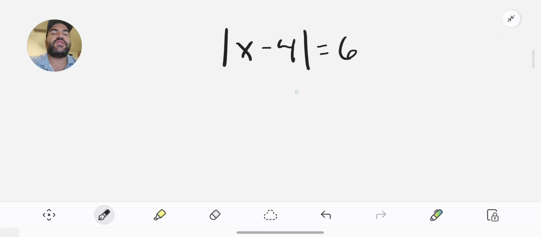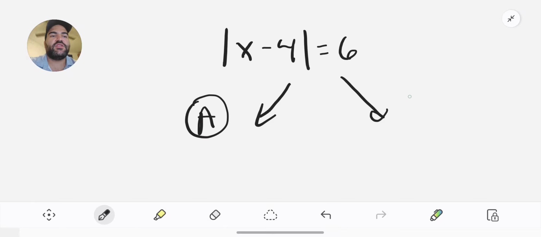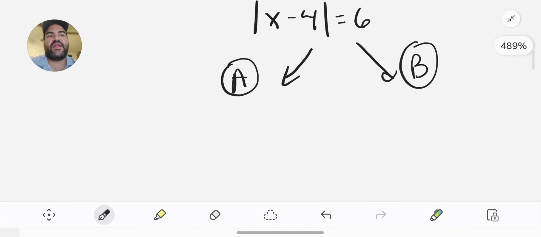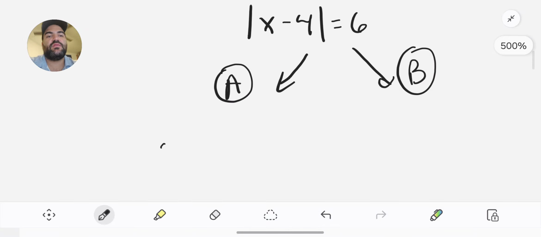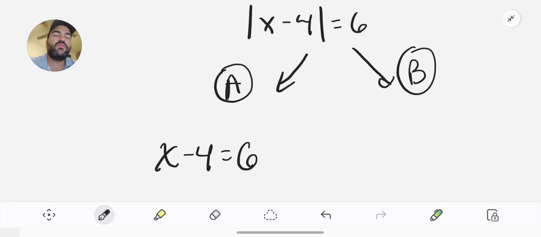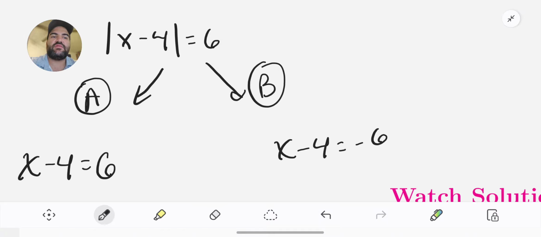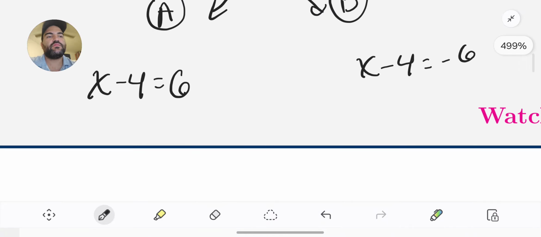There it is. So now from here, we're going to create 2 different equations. We'll call it the A equation and the B equation. The A equation is to do exactly what we see without the house. X minus 4 equals 6. The other equation, you copy the x minus 4, but you reverse the 6. It's not 6, it's negative 6. There you go.